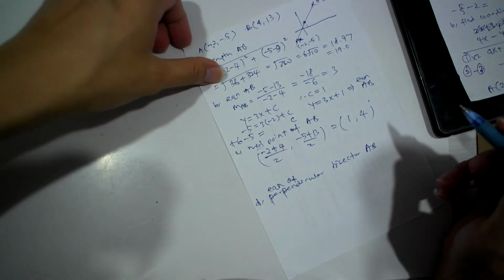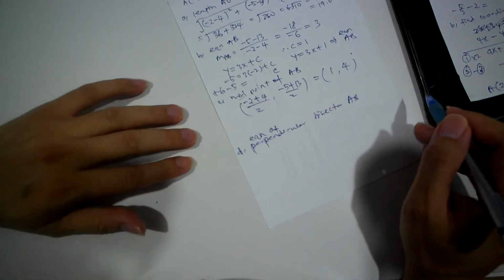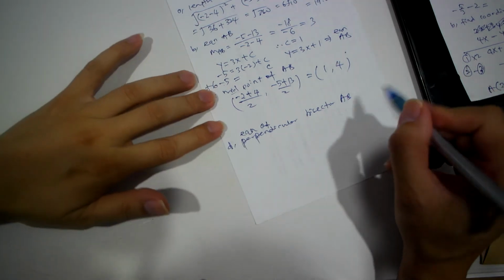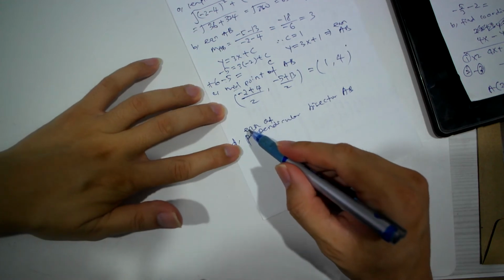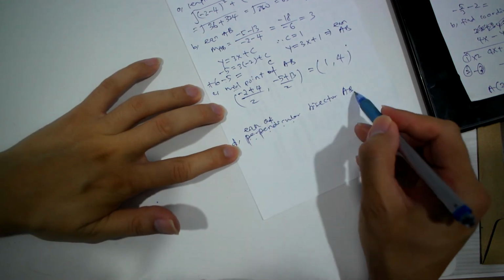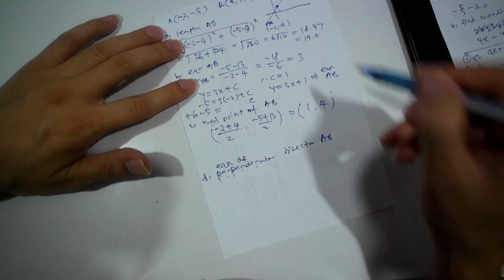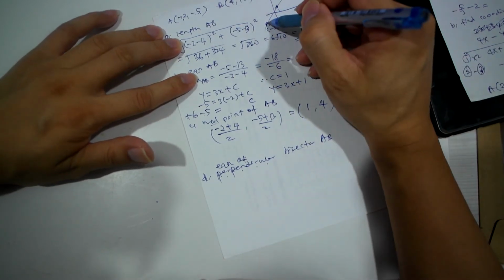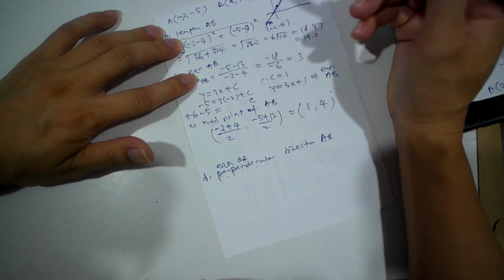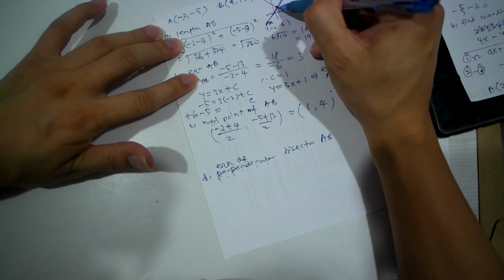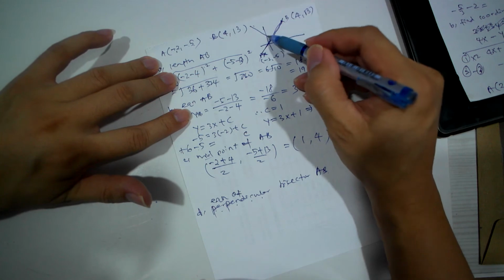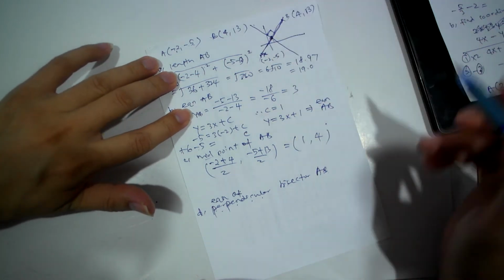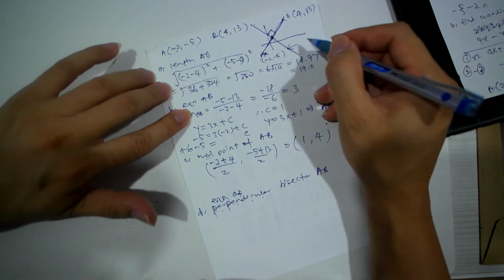Alright? Why we need to find the midpoint of AB? That is to lead you to answer the next question, which asks for the equation of the perpendicular bisector of AB. Perpendicular bisector is a line. The original graph is like that, AB is like that. Perpendicular means it will cut through the midpoint at a right angle. So this is the next equation that we need to find here.